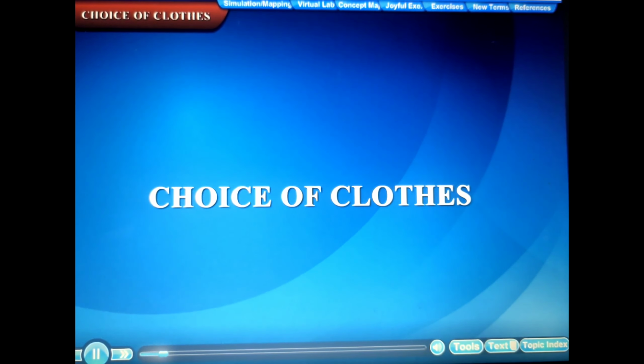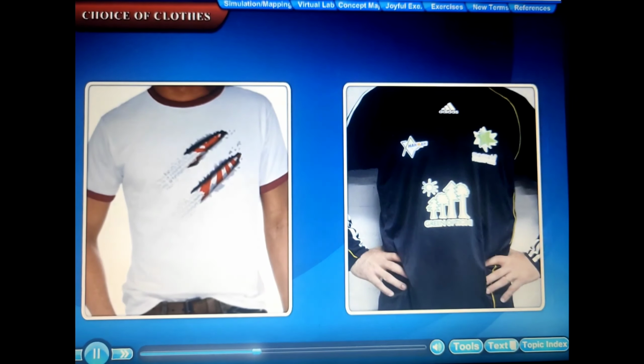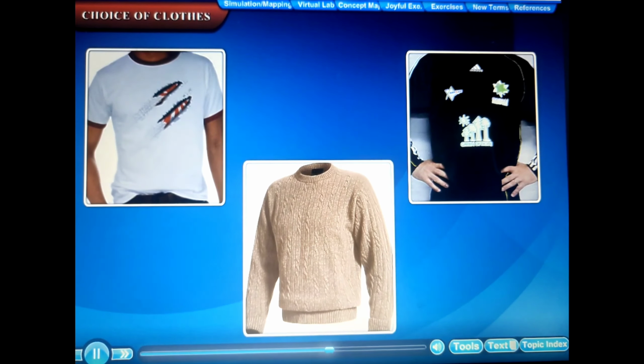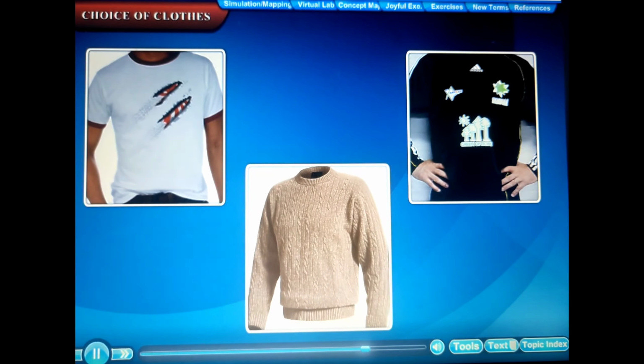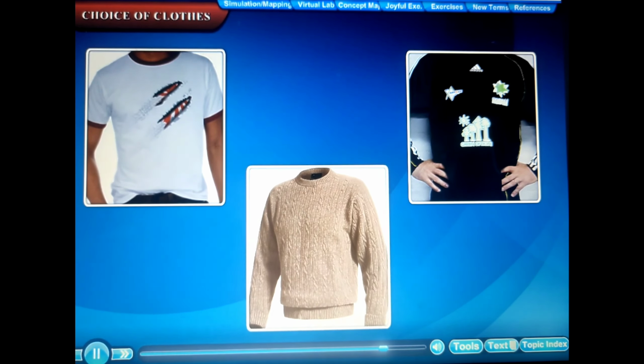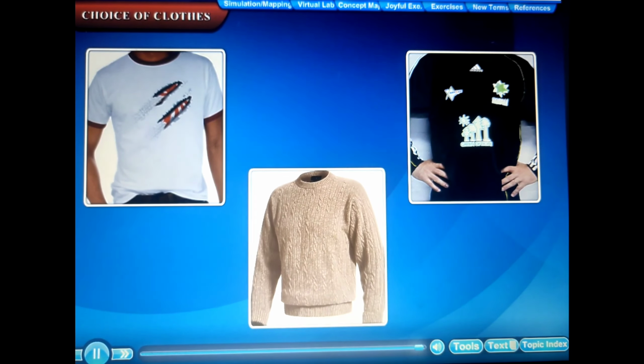Choice of clothes. We wear white or light-colored clothes during summer because white or light-colored clothes absorb less heat and keep us cool. On the other hand, we wear black or dark-colored clothes during winter because black or dark-colored clothes absorb more heat and keep us warm. Also, wool is a poor conductor of heat. So, air is trapped in between wool fibers and prevents the flow of heat from our body to the cold surroundings. So, we feel warm.